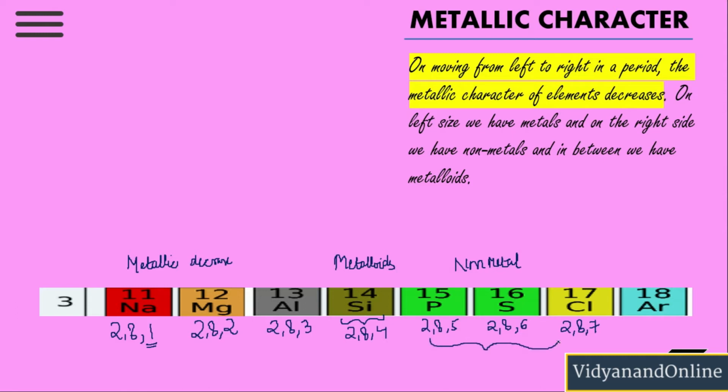The non-metallic character is going to increase. So if you see here, we are moving from a metal to a non-metal. That is why metallic character decreases from left to right. Moreover, chlorine has the greatest non-metallic character. This is because it has to accept only 1 electron in order to become stable. So non-metallic character increases from left to right, whereas metallic character decreases from left to right. Talking about argon, it is actually a noble gas.